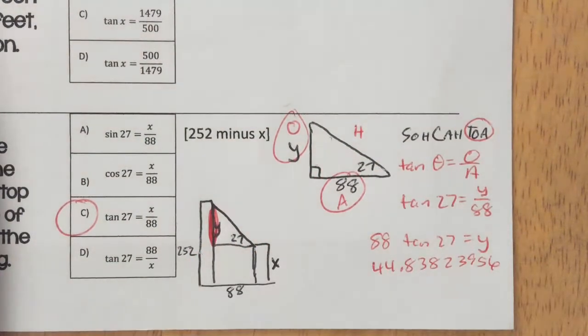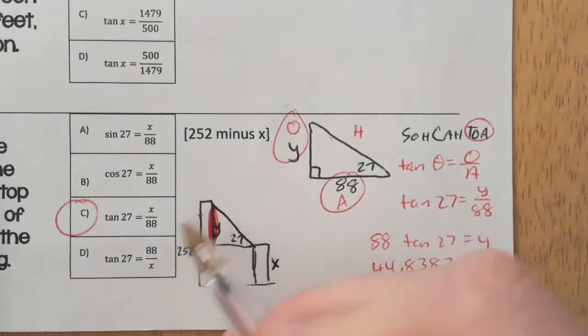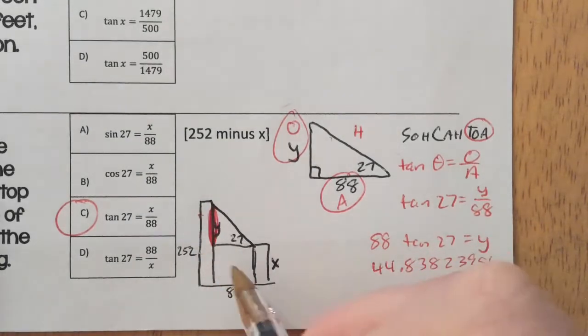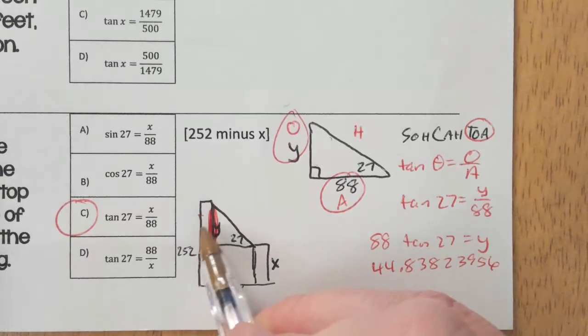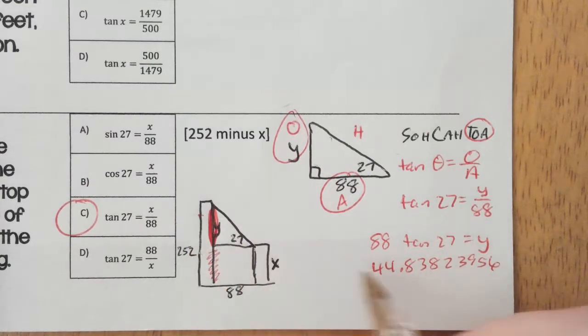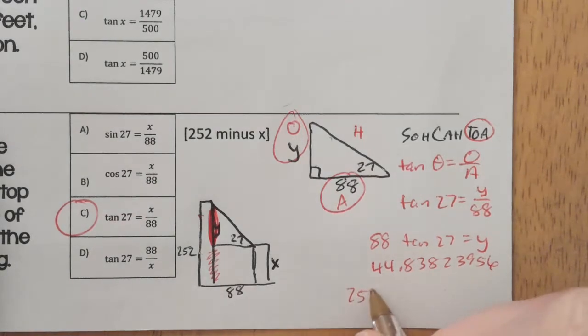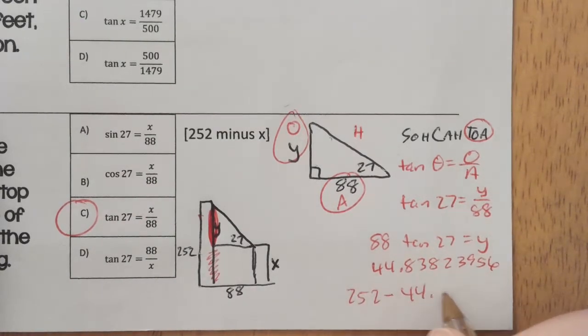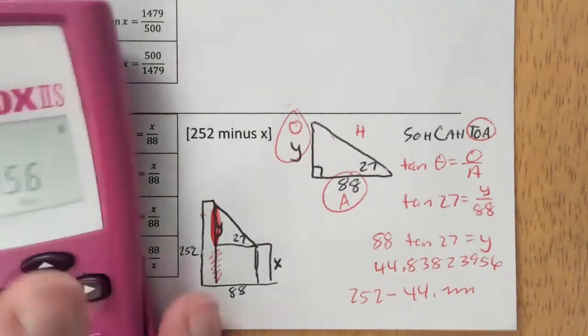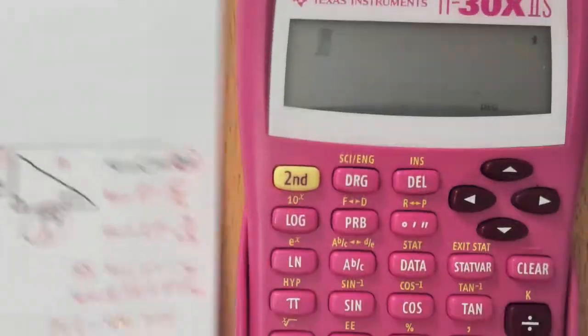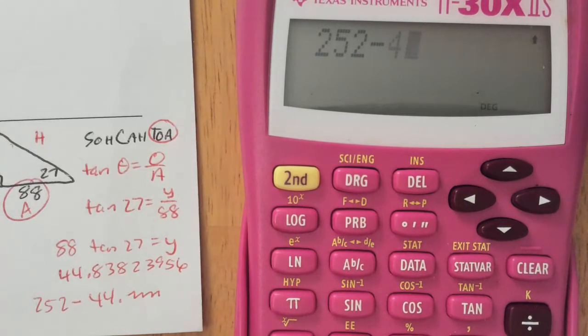Excellent. And they wanted the height of the triangle, sorry, the height of the building. So they want this right here. So we're going to take 252 and subtract the 44 point whatever. So 252 minus 44.838233956. Let's put that in the calculator. And we get this.